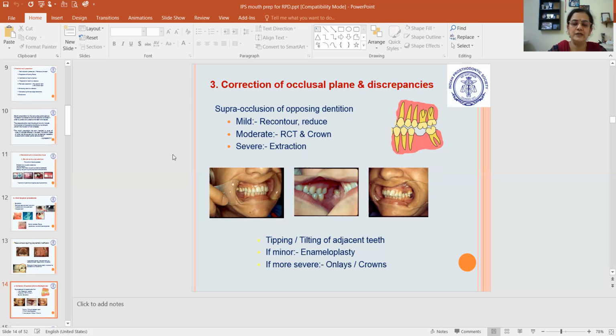For mild supraocclusion, recontouring or reduction of the tooth is advised. For moderate, intentional root canal treatment followed by crown is advised. Whereas for severe supraocclusion, extraction of that tooth is the main treatment. Similarly, correction of tipping and tilting of adjacent teeth is also important. If it is minor, it can be corrected by enameloplasty. If it is more, onlays or crowns are given.